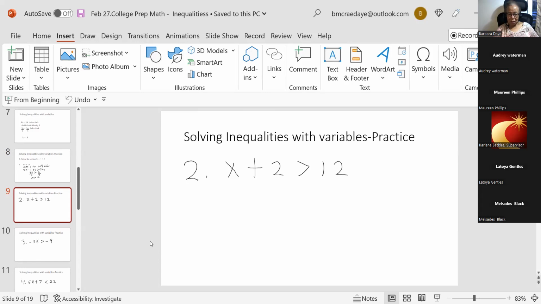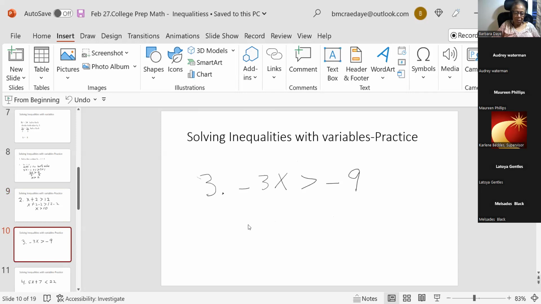So this becomes x plus 2 minus 2, greater than, subtract that 2 from both sides. So Latoya, what's the answer? X greater than 10. Very good. Everybody get that? X greater than 10. That's your answer. This was just one step because you didn't have a multiplication here. Like Latoya said, you got the 2 with the 12, those constants, and that gave you the answer x greater than 10.